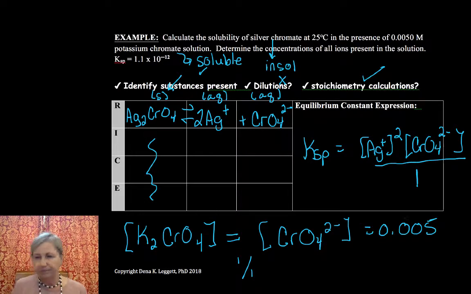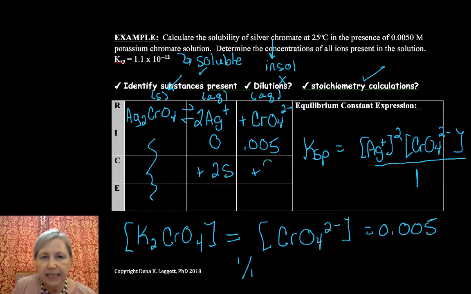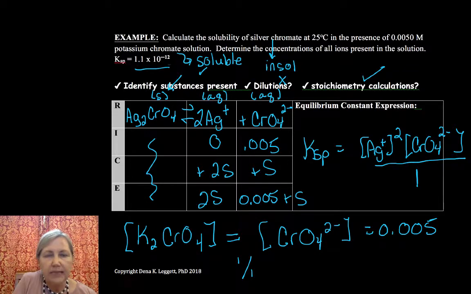0.005. Okay, and so I don't have another source of silver. This is 0.005 plus 2s plus s, 2s, 0.005 plus s. Now, if you take 100 times Ksp, I have 10 to the minus 10th power there. 0.05 is much larger than that. So we're going to neglect that addition or subtraction of an unknown.